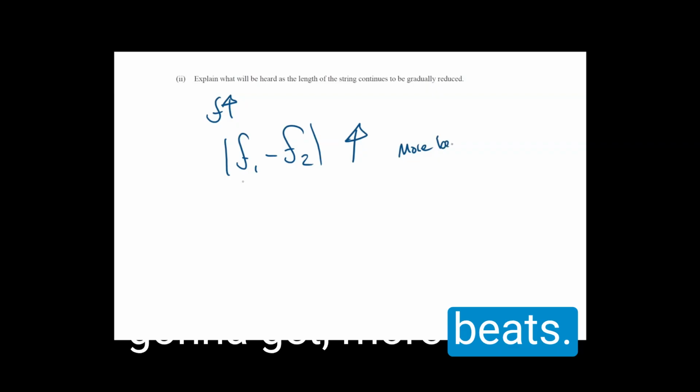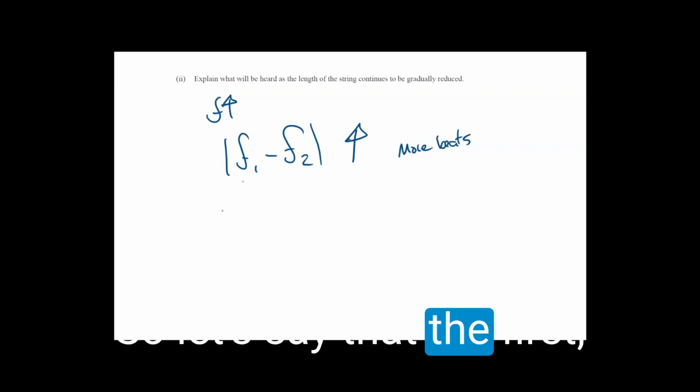Okay, so I did know this next one was coming up. I kind of explained this one. Explain what will be heard as the length of string continues to be gradually reduced. Well, if the string is reduced, then the frequency will go up. So the absolute value of frequency 1 minus frequency 2 is also going to go up. So therefore you're going to get more beats.